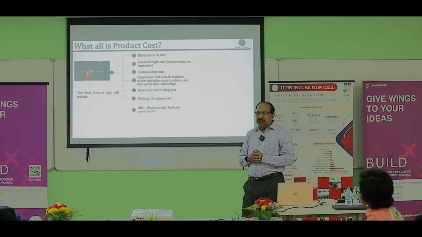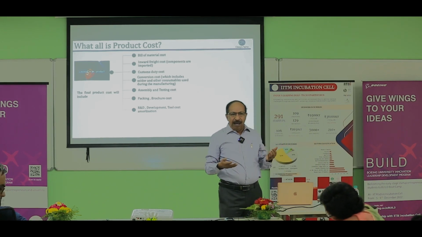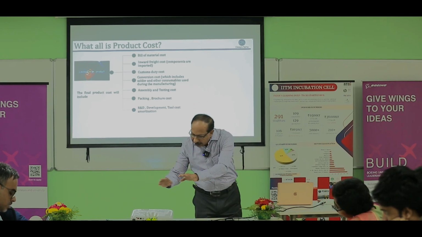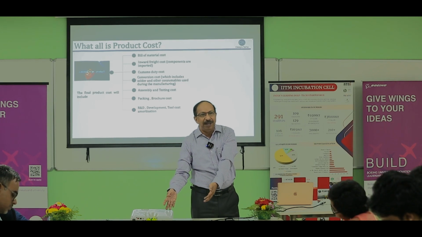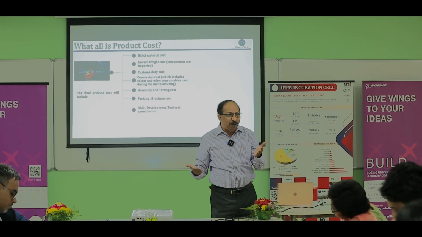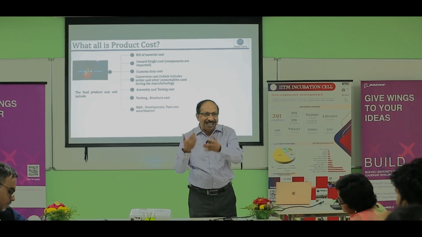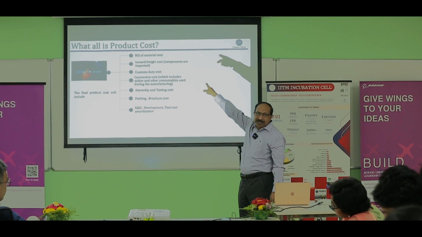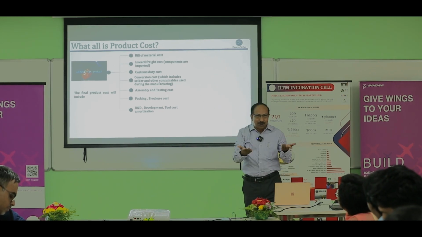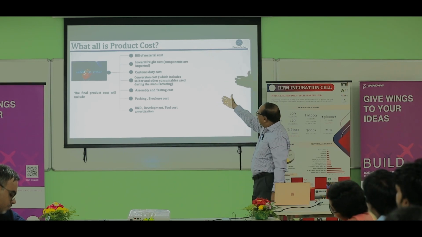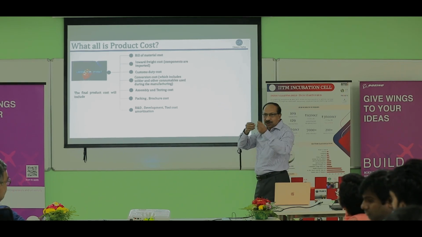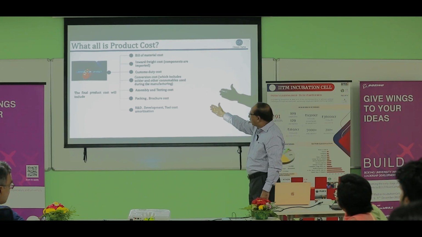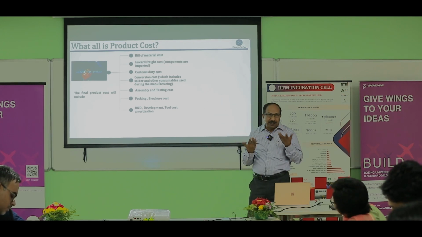Product cost. This is one thing people tell: I am getting a product, for example this one, Epson. I am buying it for $100. If I open it up and see, the bill of material cost comes to $50. So I can make it, why don't I make it here and then sell it? That is not the correct approach, because product cost consists of not only bill of material cost, but also inward freight cost, because components have to be imported, customs duty you have to pay, conversion cost, the assembly and all, because soldering or whatever, screws, nuts, fasteners, assembly and testing cost, packing, brochure cost, R&D, development, tool cost, amortization you have to do.